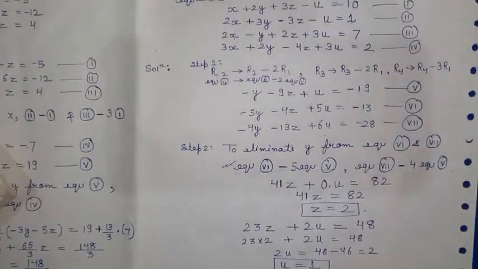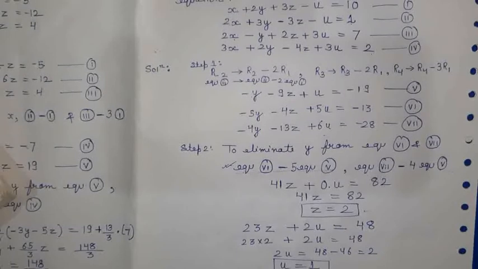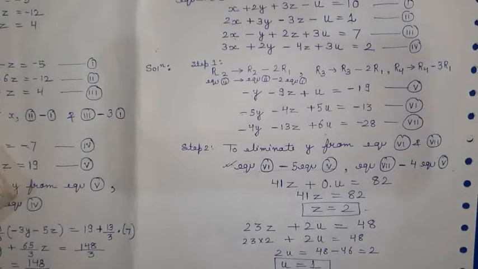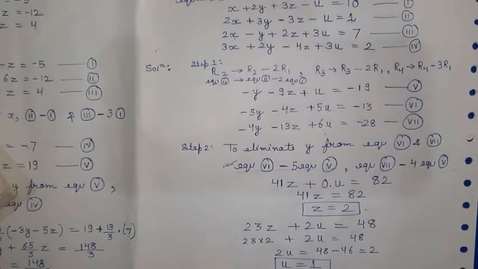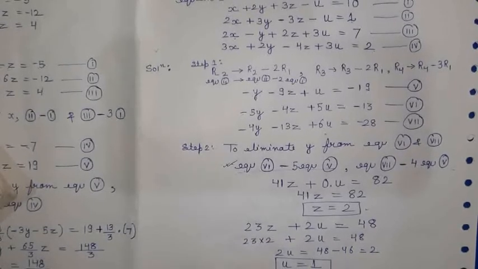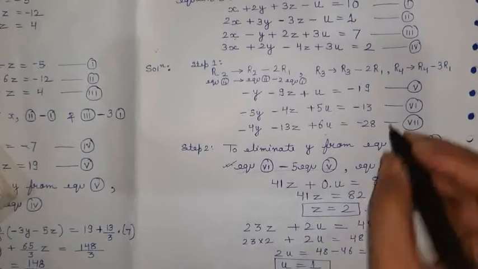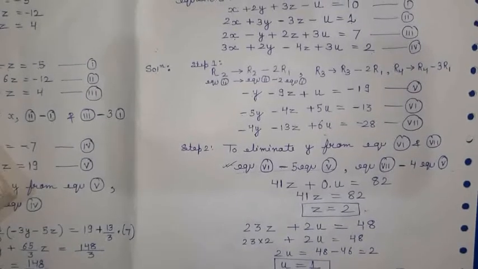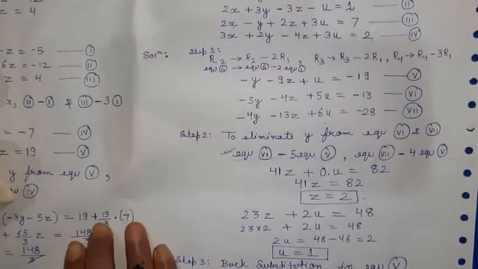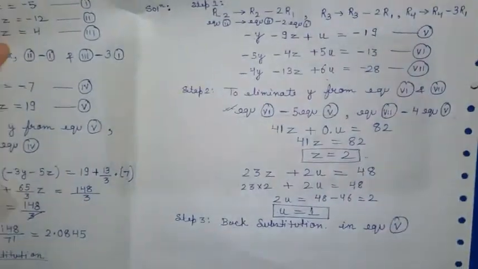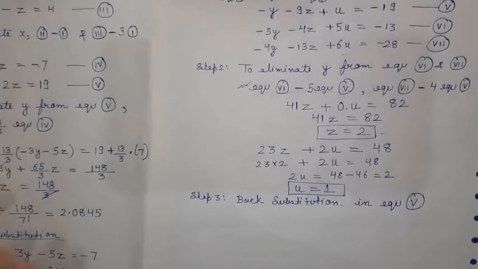So we have got the values of z and u. Now we have the values of z and u, so we can substitute with the help of back substitution, as step 3 is our back substitution. We will do back substitution in equation 5. If we do back substitution in equation 5, we will get another value.